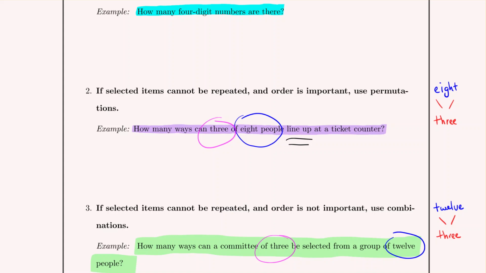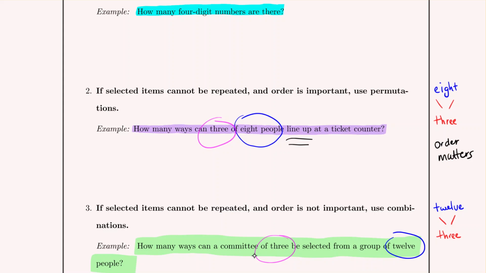I would say order matters when we're lining up, because the person who lines up first would get help first versus the person who lines up second and the person who lines up third. They're not just collecting together in a group. There's a meaning to their order. So here I would say order matters.